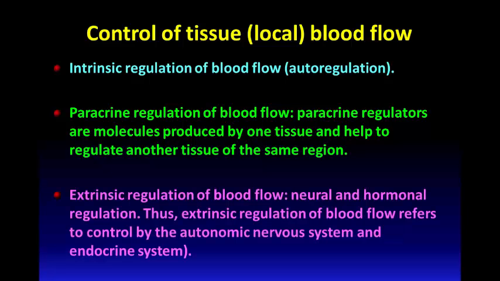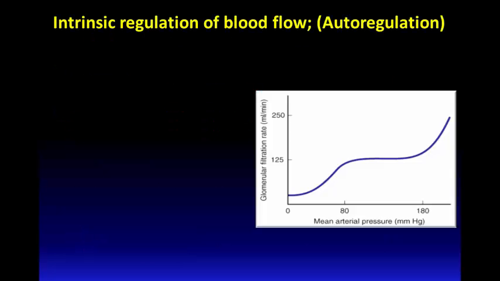We also have extrinsic regulation of blood flow, and this extrinsic regulation involves neural and hormonal regulation. Thus, extrinsic regulation of blood flow refers to the control of blood flow by the autonomic nervous system and by the hormones. Let's first describe the intrinsic regulation, the auto-regulation of tissue blood flow.